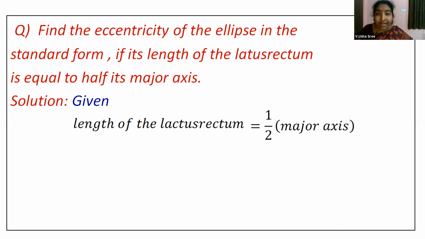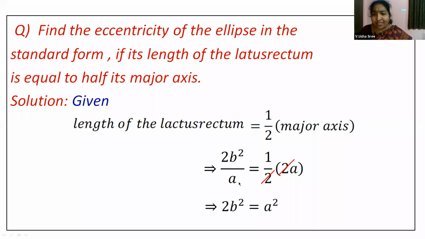What is the length of the latus rectum? For the standard form of an ellipse, it is 2b square by a. So we'll just write 2b square by a. This is equal to half into, for the standard form of an ellipse, the major axis is 2a. Just now we have seen in the previous slides, right? So here this 2 and 2 can be cancelled, children. Then what is left? We are left with 2b square is equal to a square, isn't it?